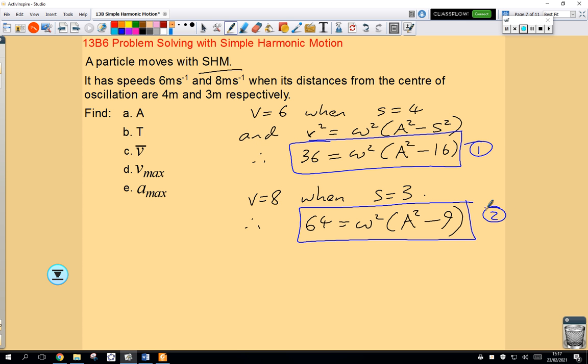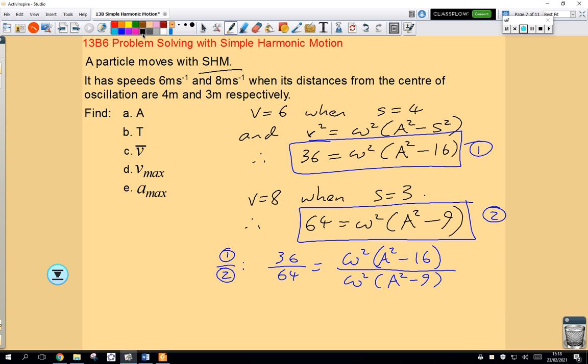And from here I'm going to use the division property of equations, which says if both sides of an equation are divided by the same number, then the two sides remain equal. So if both sides of an equation are divided by equal quantities, then the two sides remain equal. I'll take equation 1 and divide it by equation 2. So I'm going to get 36 over 64 must equal omega squared times A squared minus 16, over omega squared times A squared minus 9. Just using the division property of equations, which you've seen a million times.